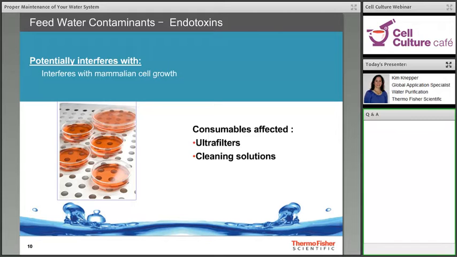Endotoxins are easily removed by the process of distillation, but they're also removed in ultrapure water by ultrafiltration, which is a very fine filtration down to less than 0.001 microns. Now, these ultrafilters can be found in the water pathway, filtering the water in the system as it's being recirculated, or they could be found at the point of use, which would be open to the atmosphere.